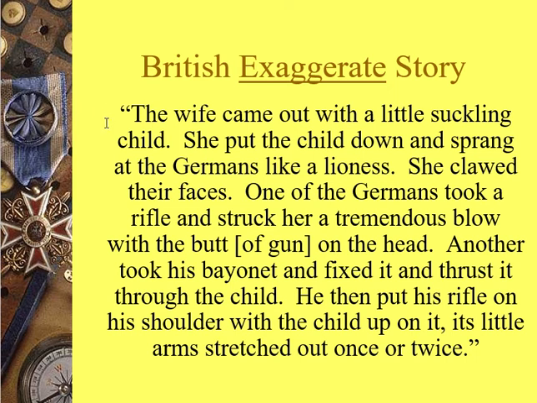The wife came out with a little suckling child. She put the child down and sprang at the Germans like a lioness. She clawed their faces. One of the Germans took a rifle and struck a tremendous blow with the butt of his gun on the head. Another took his bayonet and fixed it and thrust it through the child. He then put his rifle on his shoulder with the child upon it, its little arms stretched out once or twice.